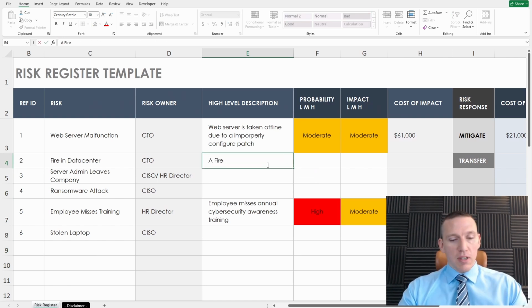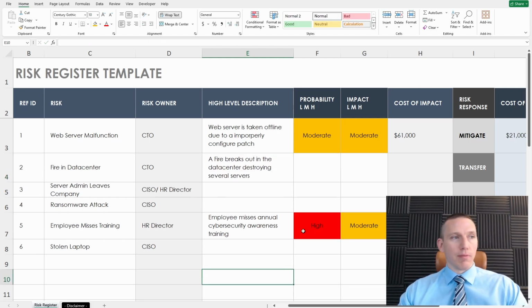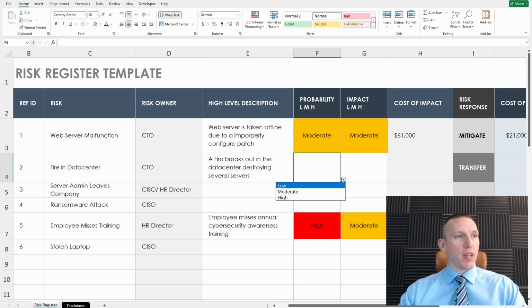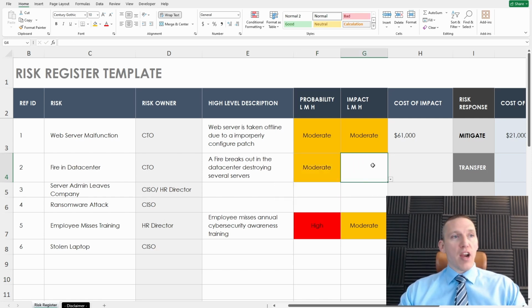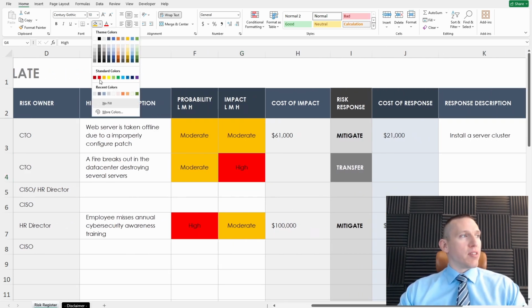And the description: a fire breaks out in the data center, destroying several servers. Now, we probably want to have a couple different responses here. The probability of this, I say moderate. Now, of course, we want to have fire suppression, which would be a way to mitigate the risk. And the impact would be high. I would definitely say high there.